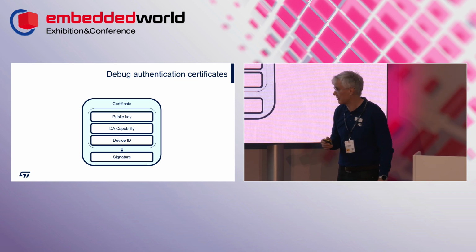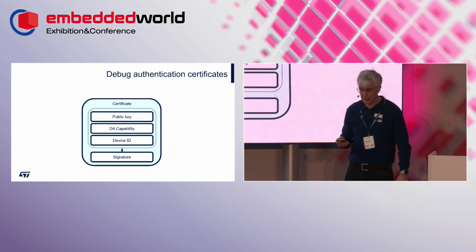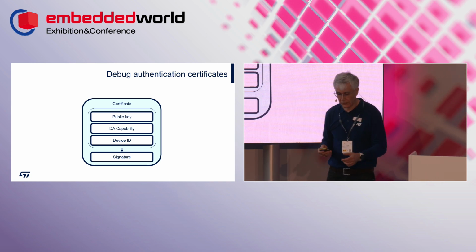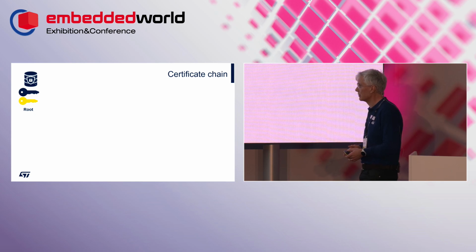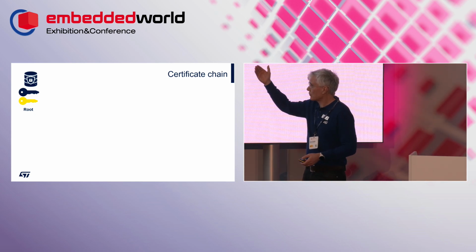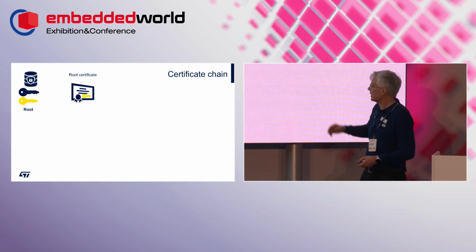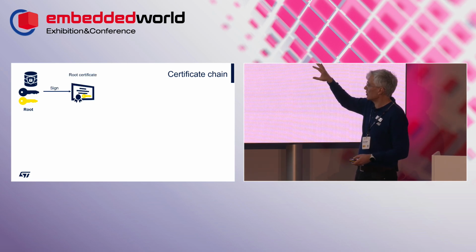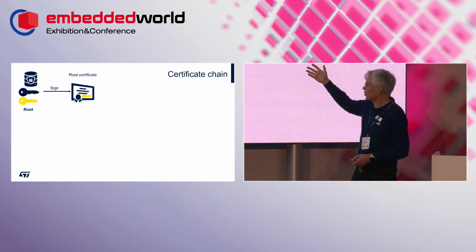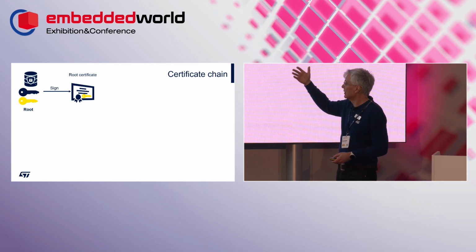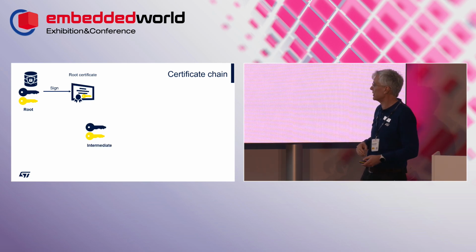And then you have a signature. So the certificate is signed. And this is a standard way of managing cryptography. So we manage a certificate chain. You remember we had this root key, the root private key and root public key. And from this root public key, we generate a root certificate with the maximum debug authentication capability we want. And we sign it with the root key, so it's a self-signed certificate.